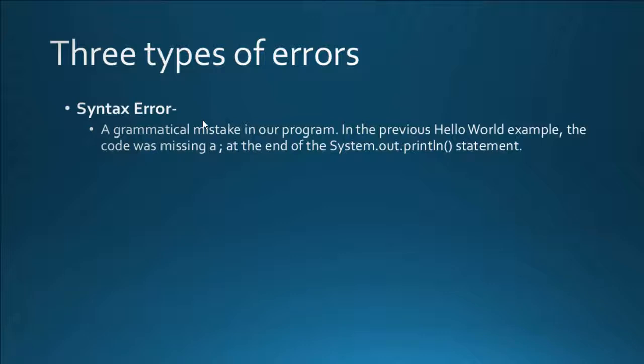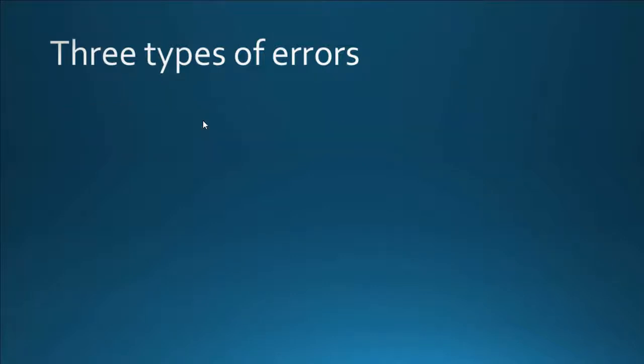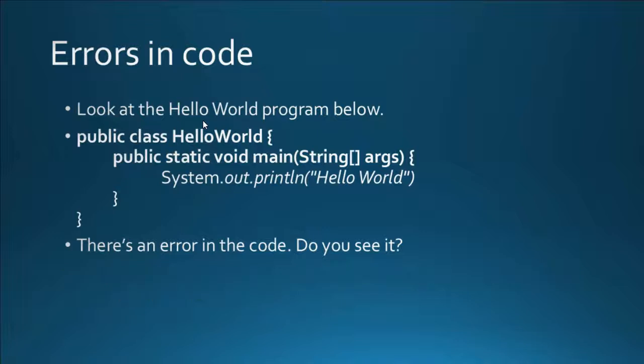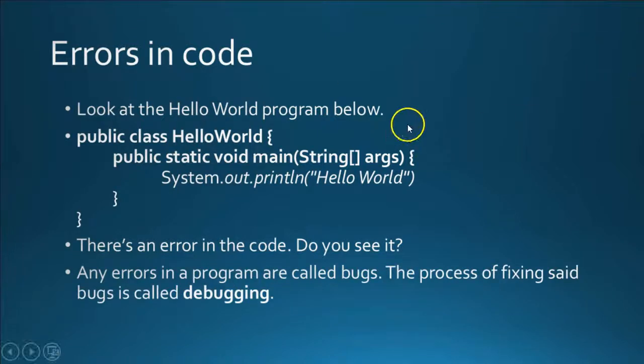The first is a syntax error. These are a grammatical mistake. So in our previous Hello World example, the code was missing a semicolon at the end of the System.out.println statement. So there's the answer. We look back at our code, and sure enough, if I flip back here, you can look right here by Hello World, there's a semicolon missing. That's a syntax error. If we were to try and compile this, Eclipse would say, I can't work with this because there's something missing.